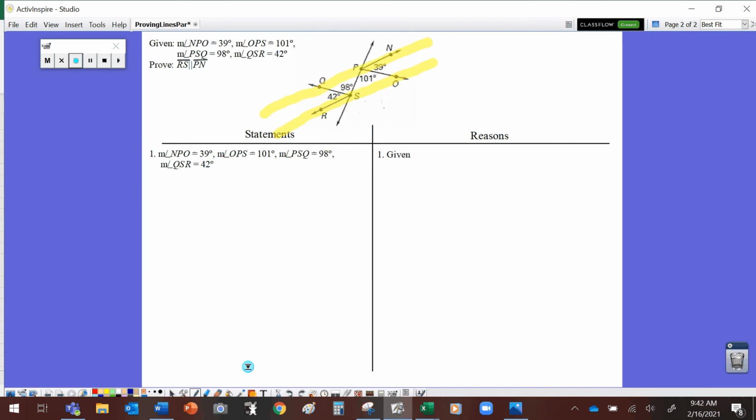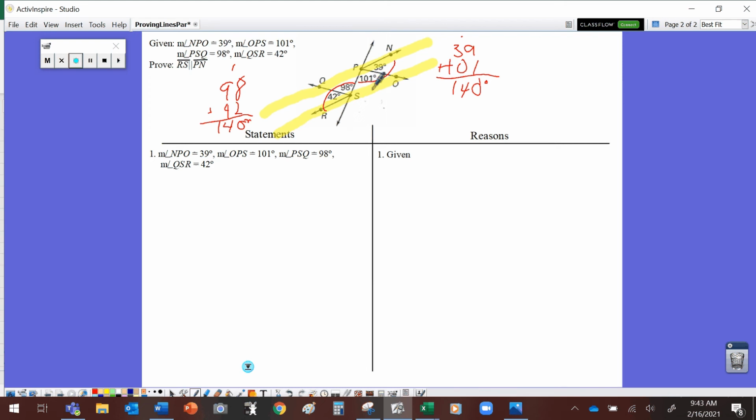Okay, well, let's think about this. Over here, I've got 39 and 101. If I add those together, I'm going to get 140 degrees. Over here, if I take 98 and 42, and I add those together, I'm going to get 140 degrees again. So those two angles have the same measure, which means that those angles are going to be congruent. And if those alternate interior angles are congruent, that's going to be enough to say that those lines are parallel.